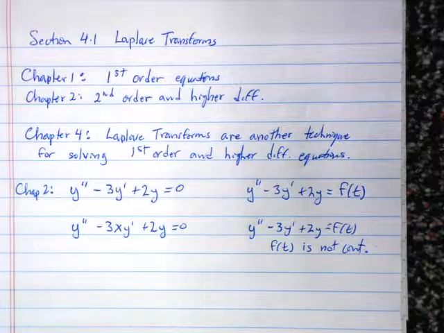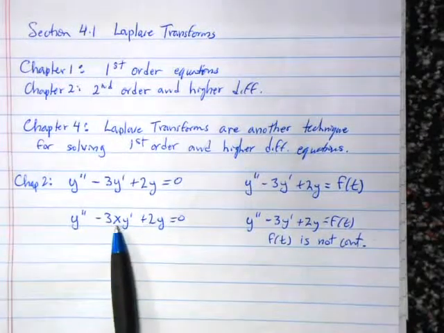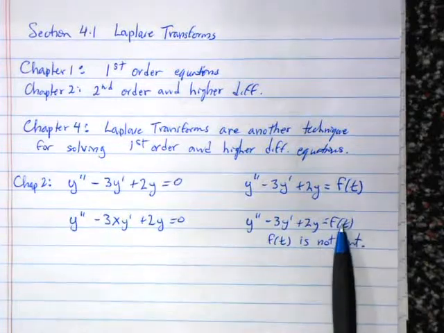When you first look at it, it seems like we're doing the same thing over again that we did in Chapter 2, but we're not. We're going to expand a little bit. We'll have non-constant coefficients, and we will have non-continuous functions over there.